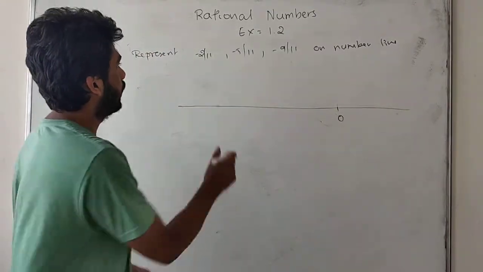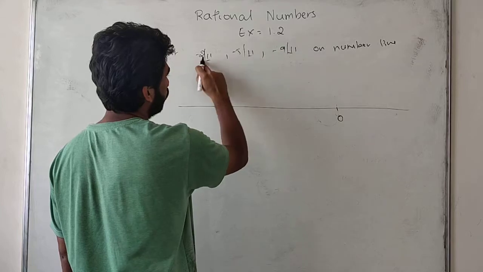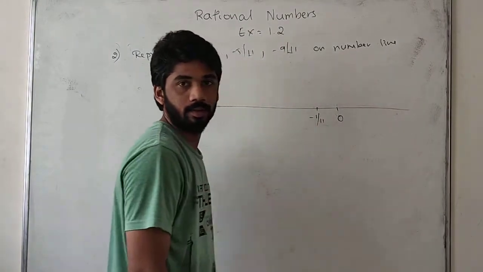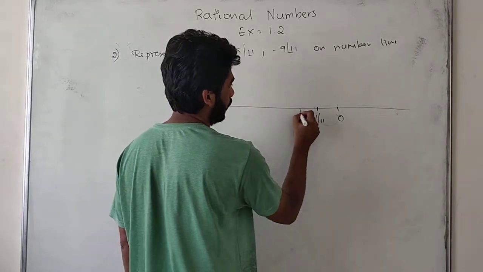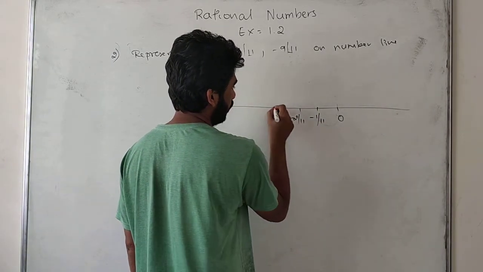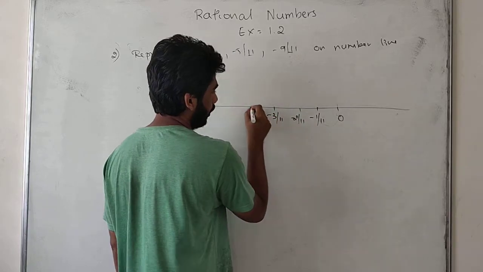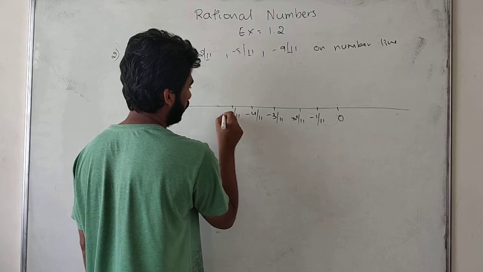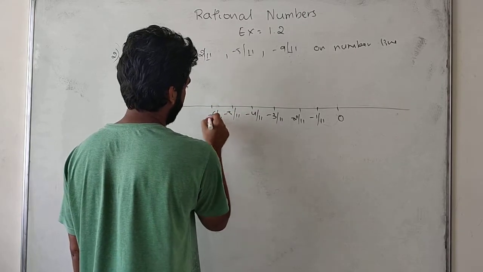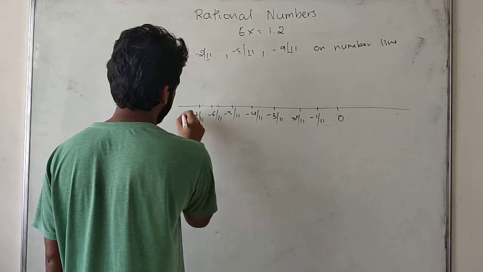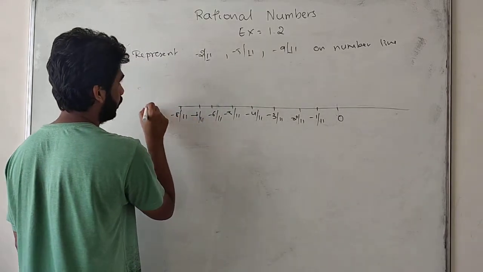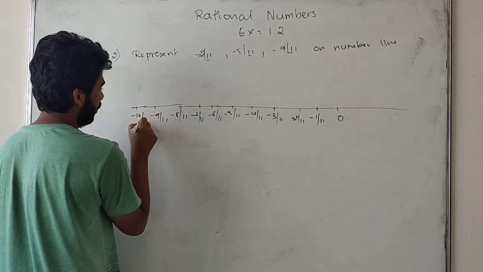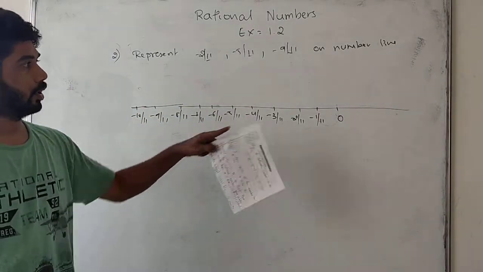So see here friends, 11 is common. So I will take it as minus 1/11. Okay, got it? After that minus 2/11, minus 3/11, minus 4/11, minus 5/11, minus 6/11, minus 7/11, minus 8/11, minus 9/11 and minus 10/11. Okay, these are all the numbers.